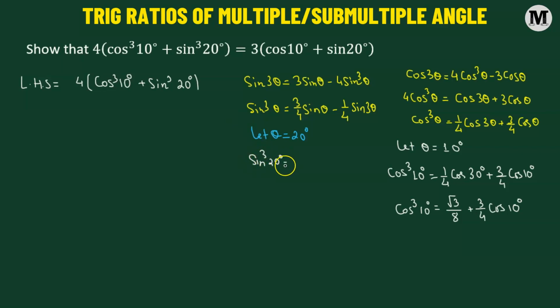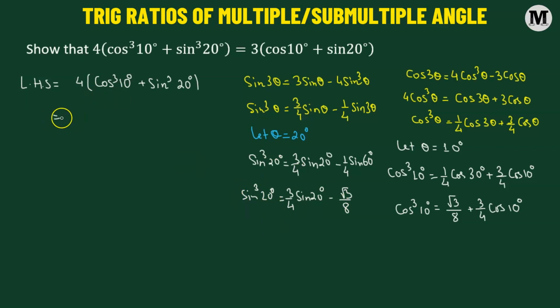So that will be equal to 3 over 4 times sine 20 degrees minus 1 over 4 times sine of 3 times 20 degrees, that's going to be 60 degrees. So that's going to give us 3 over 4 times sine 20 degrees minus, now sine 60 degrees is square root of 3 over 2, and we have a 4 in the denominator, so that will make it 8. Now this is the value of sine 20 degrees whole cube. So let's substitute this value.